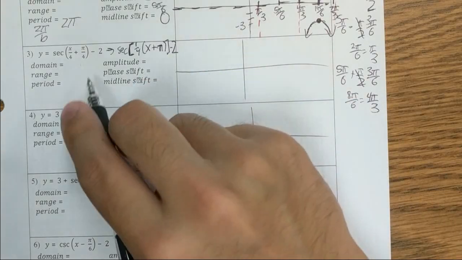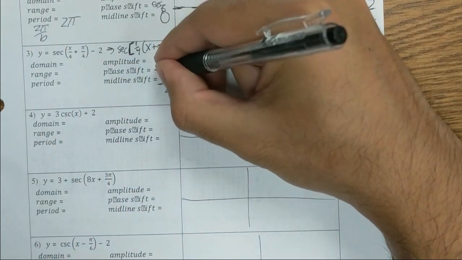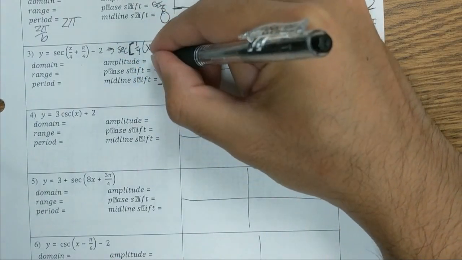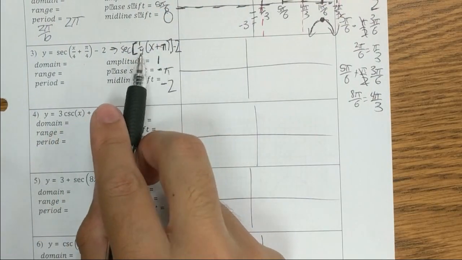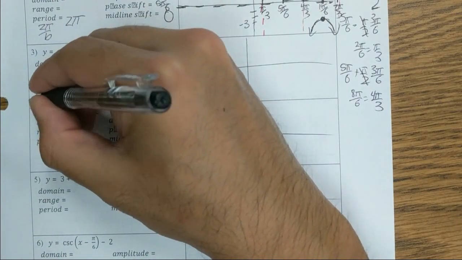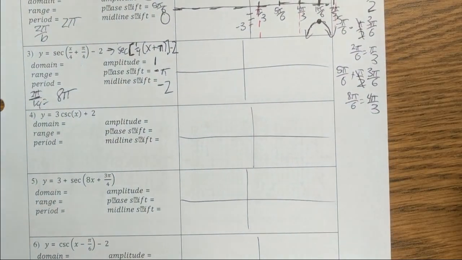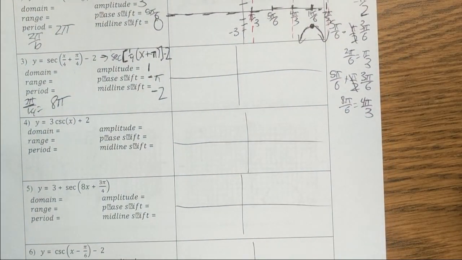Okay, so now I can fill out this information. Midline shift is -2, phase shift -pi, amplitude is 1, period. So this time we do have a b value that's not 1. So 2 pi over 1/4 is 8 pi. Okay, so let's look back at the secant function.